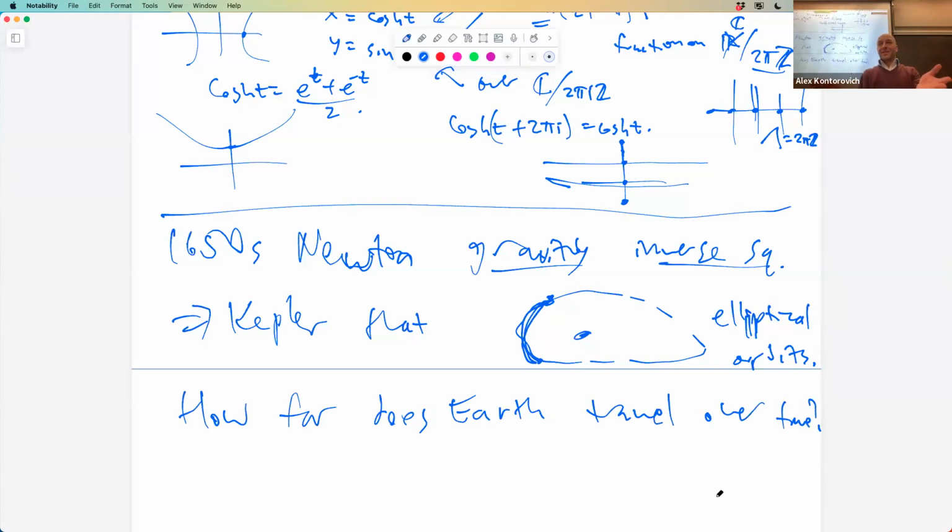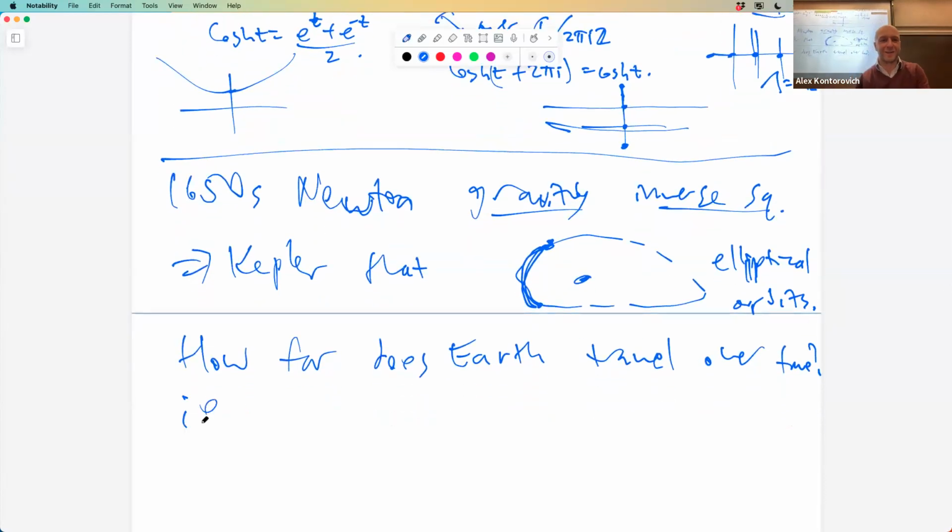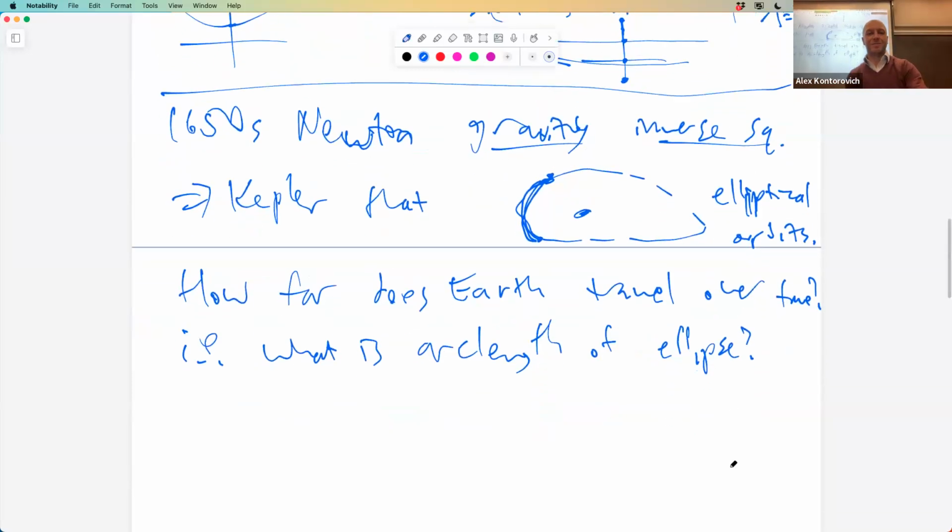Parameterize the path and then integrate. Yeah, it's the arc length, right? Let's parameterize the path and integrate. So, what is the arc length of an ellipse? Well, let's try to work this out.